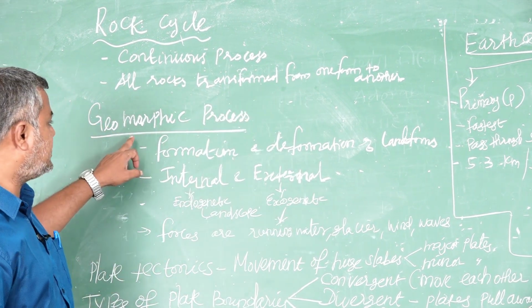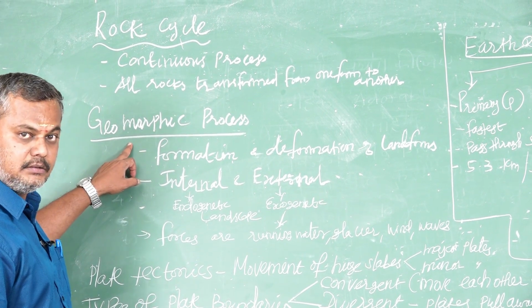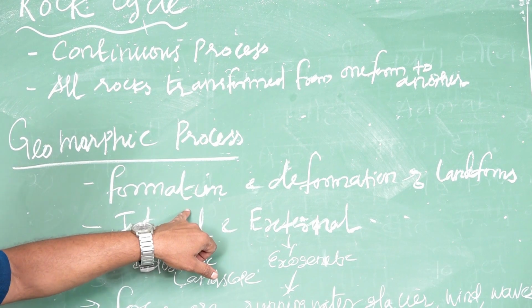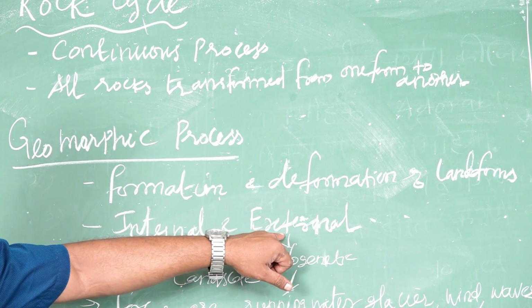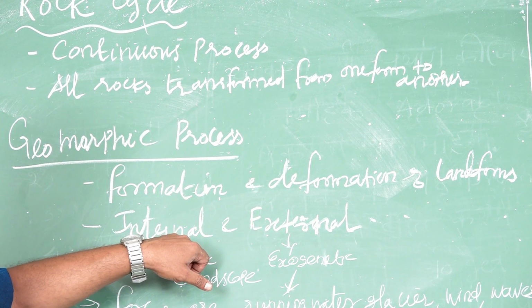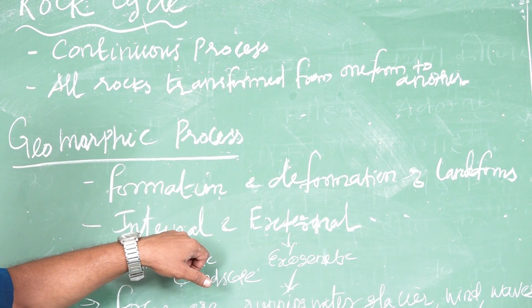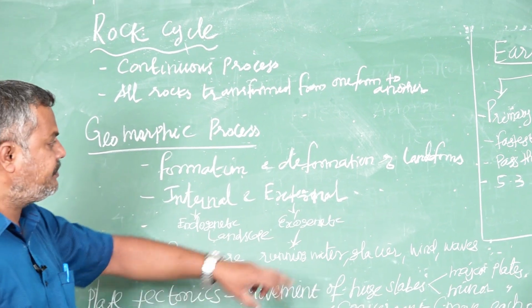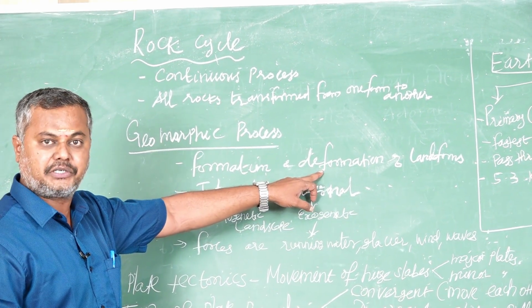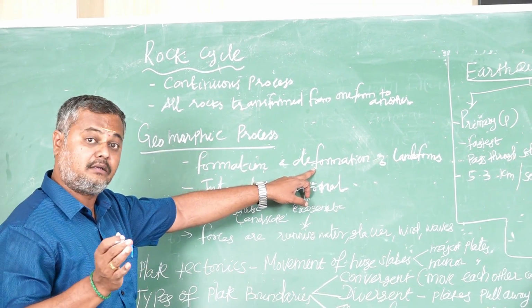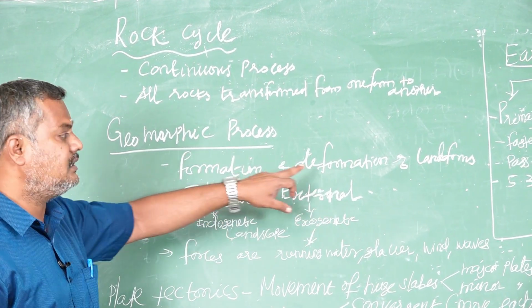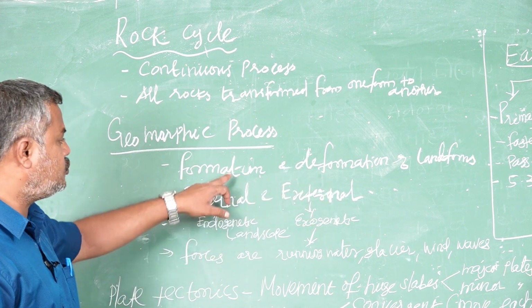Next heading is geomorphic process. From this, we see the formation of landforms and the deformation of landforms. Formation is the creation of new landscapes, the structure or topography of the land. Deformation is the destruction of what has already been created for the landscape. This is creation, this is destruction. These are the two processes.